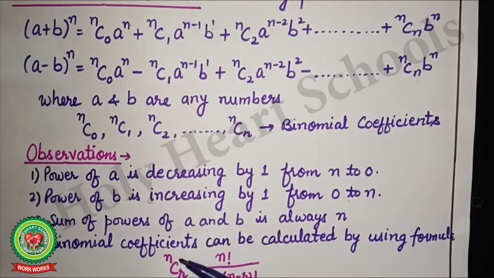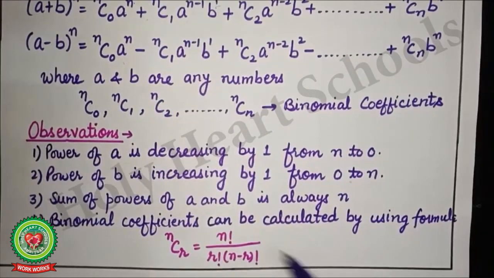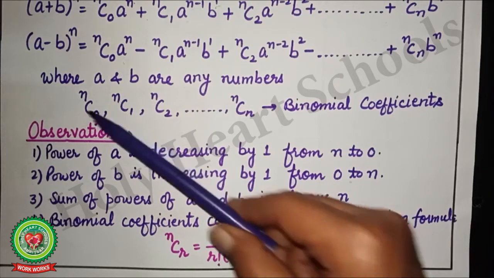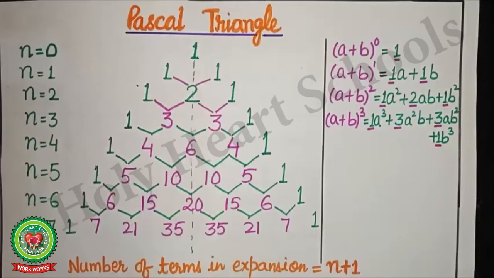And in the fourth, we can find the binomial coefficient by using the formula nCr = n! / (r!(n - r)!). Now, we can find this coefficient with one more method, that is called the Pascal triangle. Pascal triangle helps us to find these coefficients without any calculation. So let's discuss Pascal triangle first.